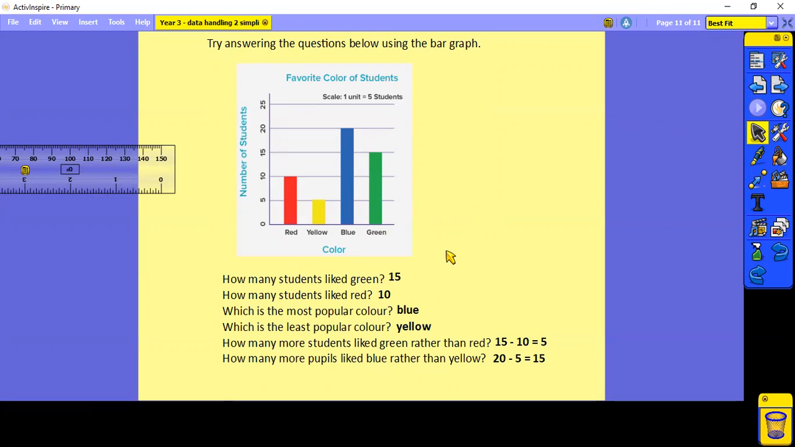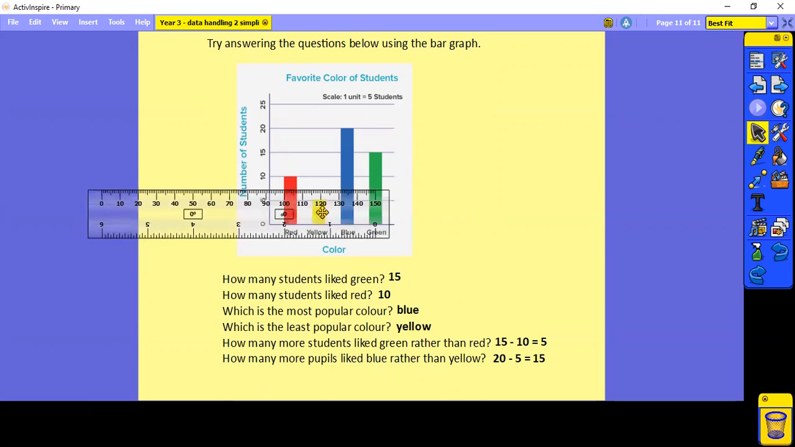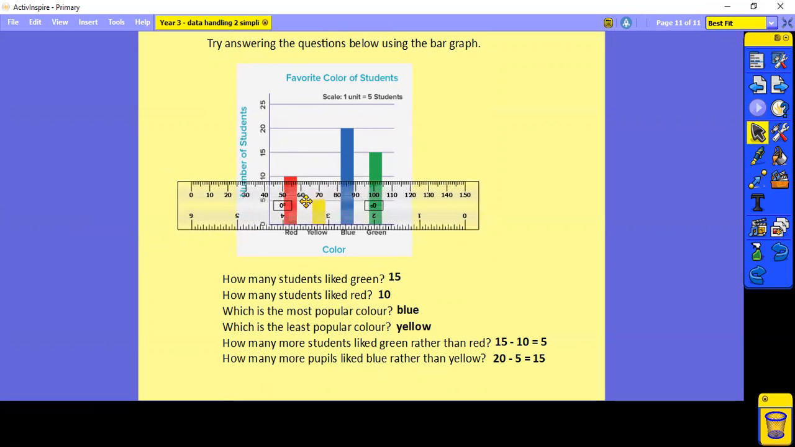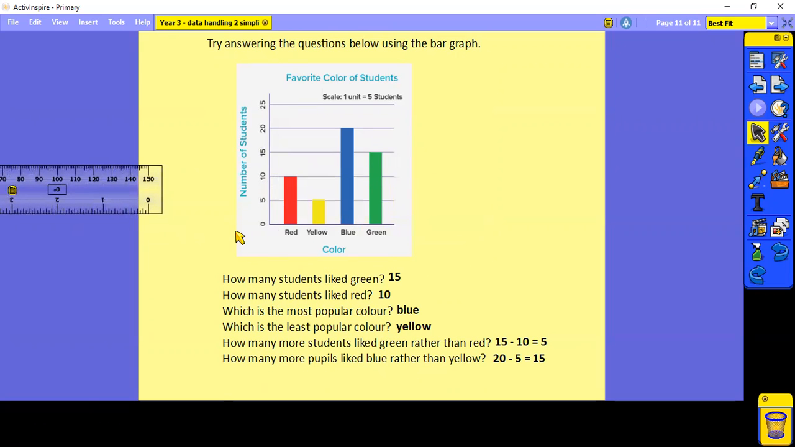How did you get on then? So how many students liked green? So again, we can use our ruler to go to the green and we can see that that is 15. How many students like red? We can use our ruler again to line up with the top of the red, and that's 10.